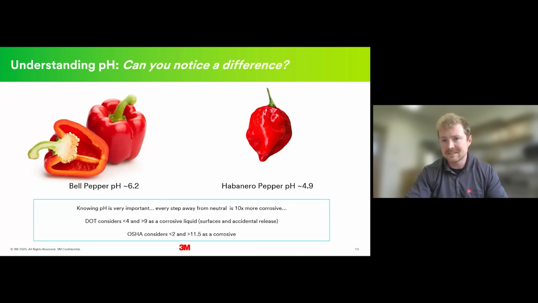Now, when you're looking at the DOT, you'll notice they don't have quite the same level of requirement as OSHA does. Wonder why that's the case. They're saying what's determined to be a corrosive liquid is anything under 4 or greater than 9. Well, the DOT's big concern is accidental release on a roadway. And what's it going to do to the surfaces of a roadway? So they're actually taking a different approach, a different scale, looking at chemicals in a different way of how does this chemical react with the surfaces that it could be experiencing.